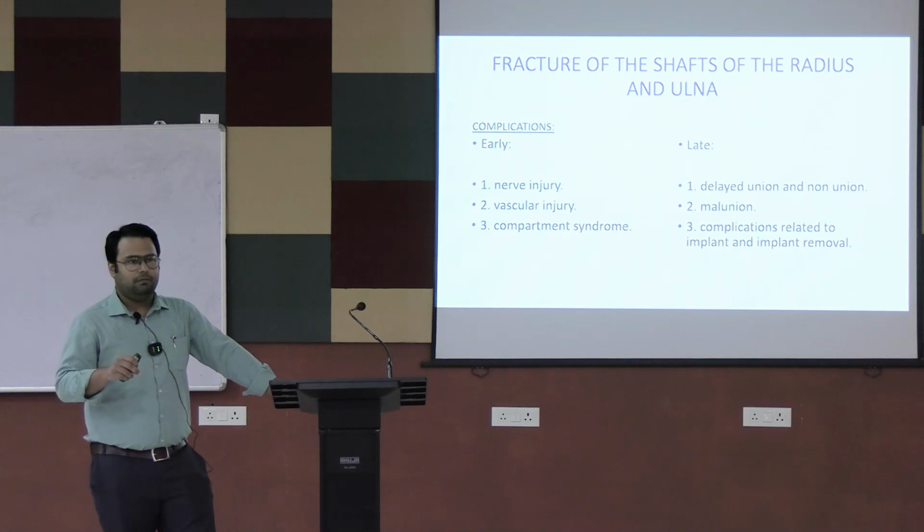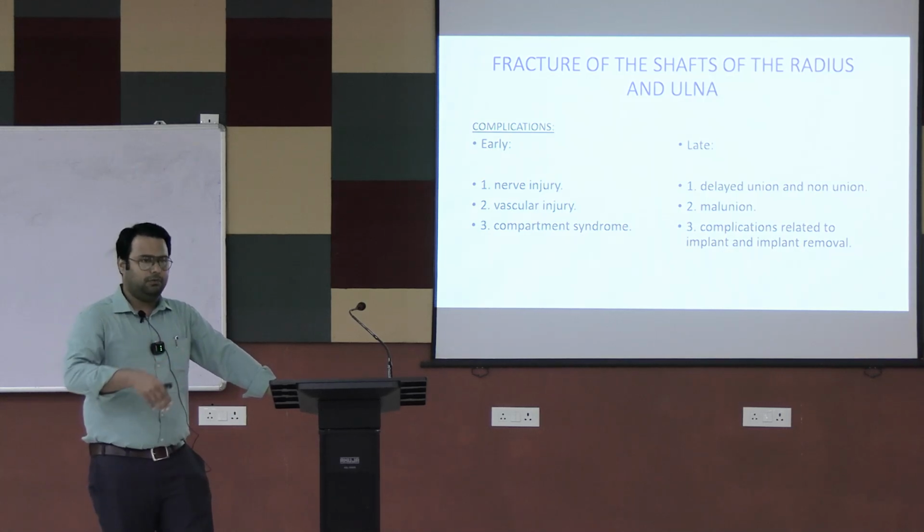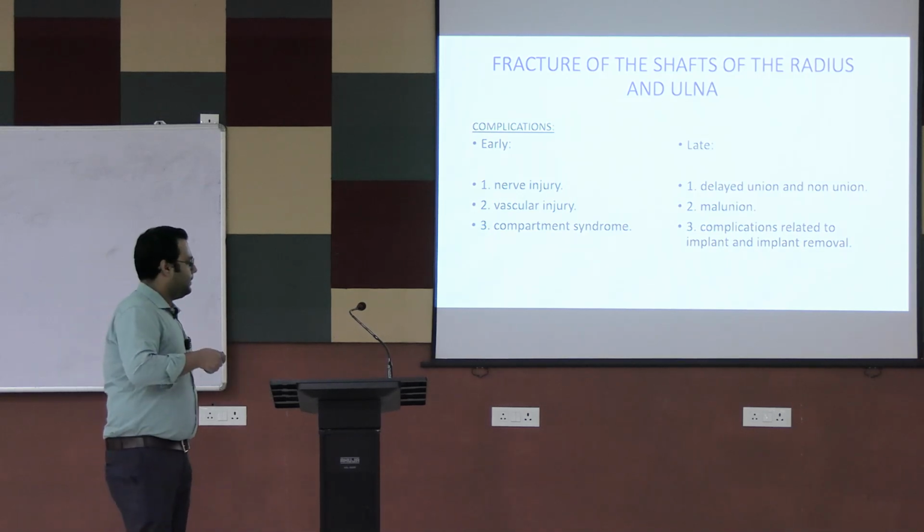While putting in an implant, we might injure a nerve. While taking out an implant, we might cause a fracture to the bone. So these are the late complications of fractures of both bones of the forearm, which is the radius and ulna.